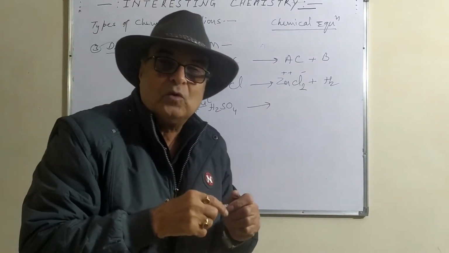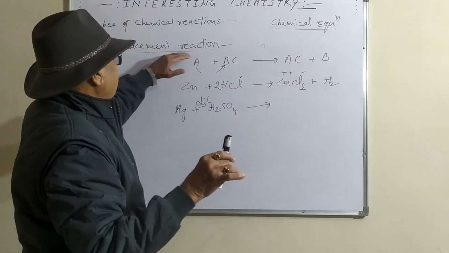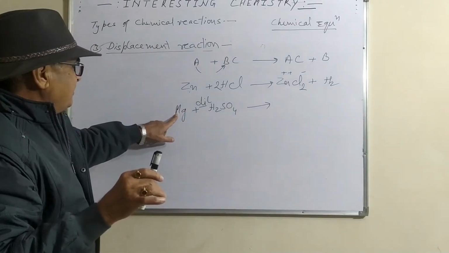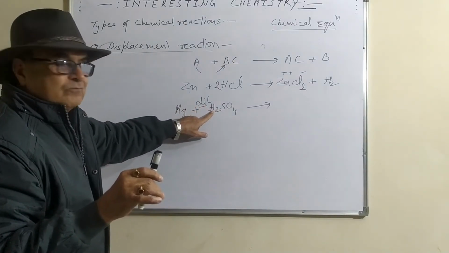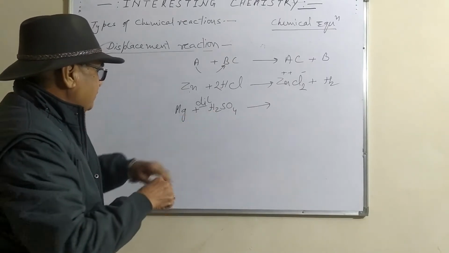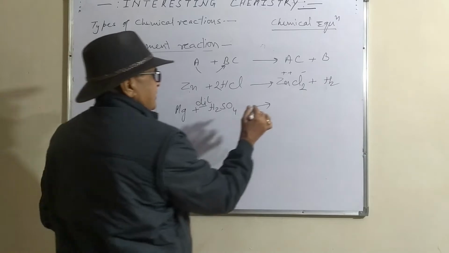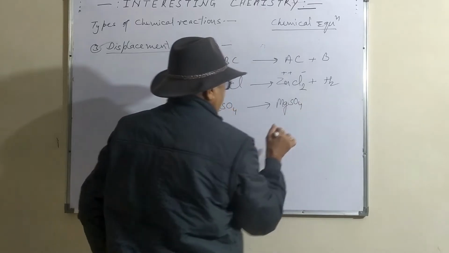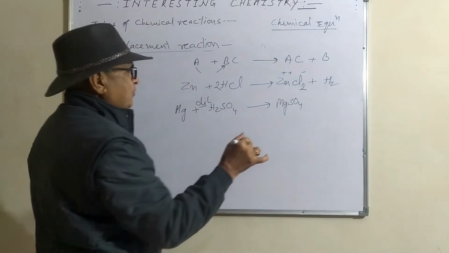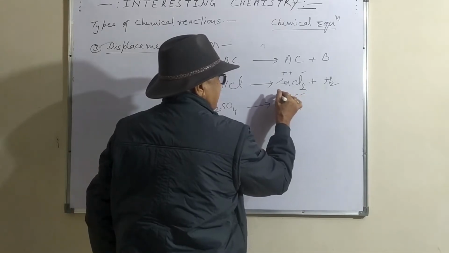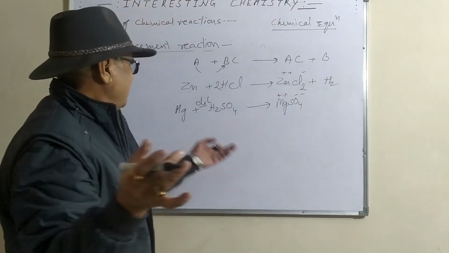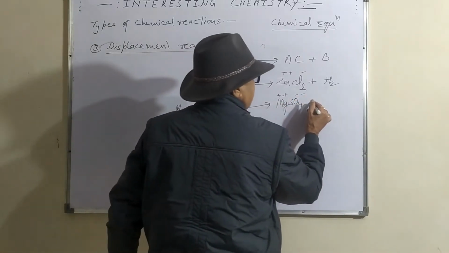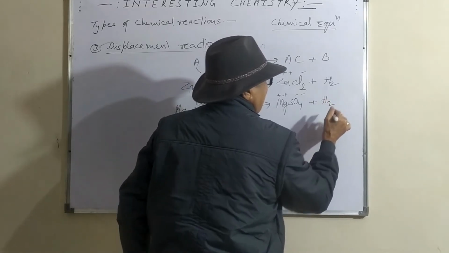If you know about the displacement reaction, you will say this magnesium will displace the hydrogen, and magnesium will combine with SO4. So MgSO4. Again check the formula of MgSO4, magnesium sulfate. It is the right formula. And you will write hydrogen here as well.